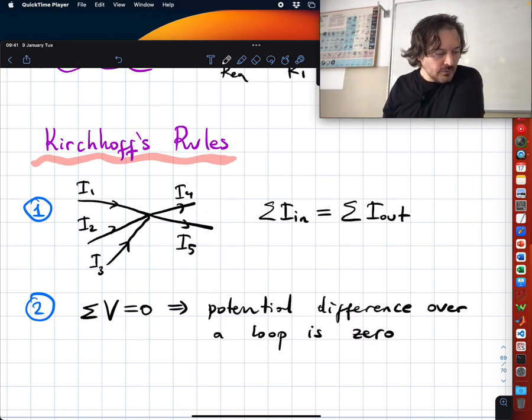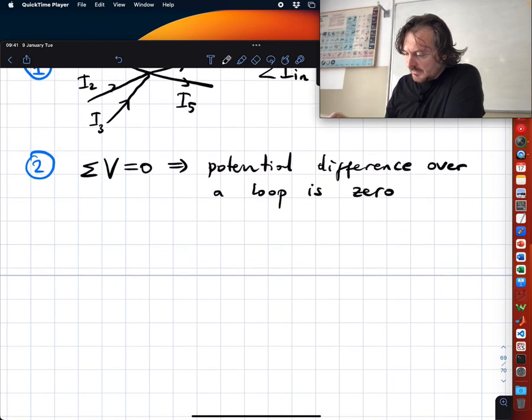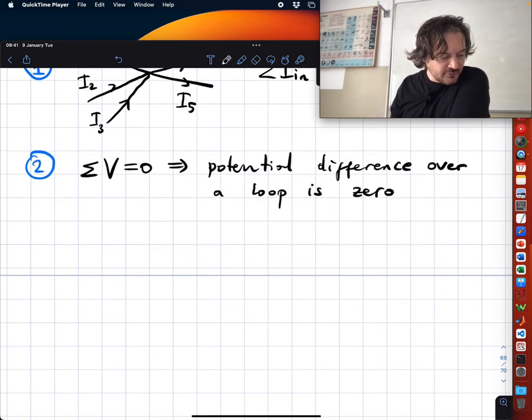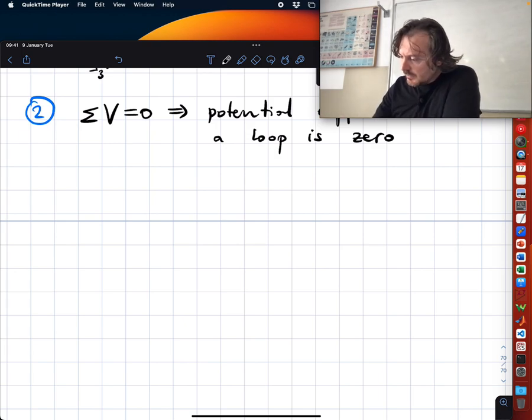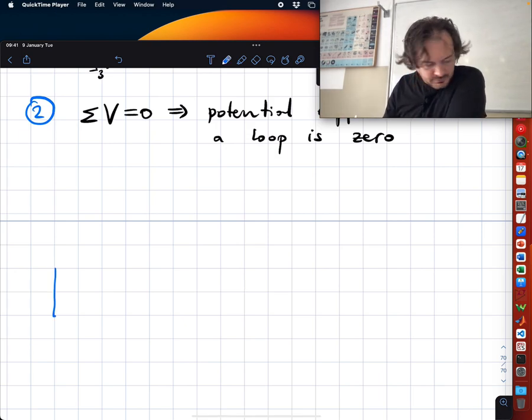Okay? So let me give you an example. Let me just sketch you how I think about this. So I'm giving you this circuit. 1 ohm here.